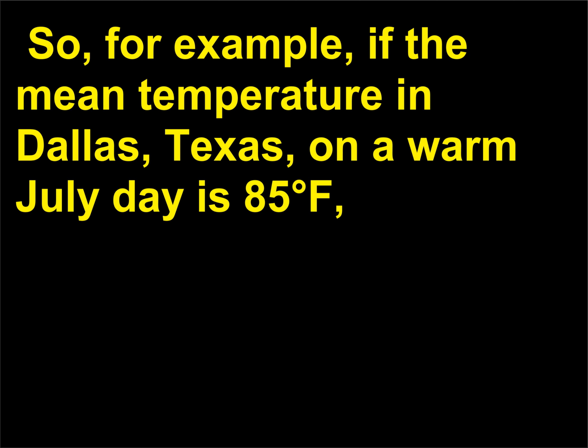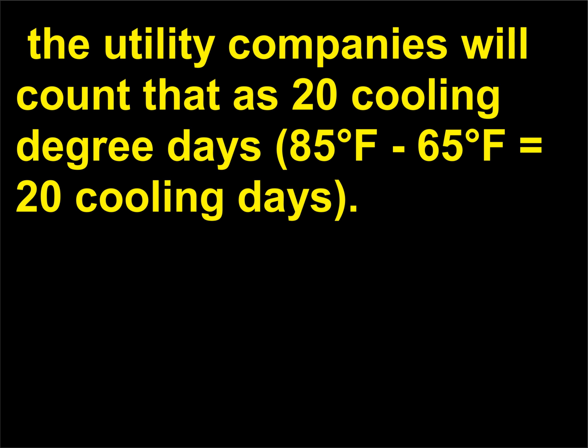So, for example, if the mean temperature in Dallas, Texas, on a warm July day is 85 degrees Fahrenheit, the utility companies will count that as 20 cooling degree days. 85 degrees Fahrenheit minus 65 degrees Fahrenheit equals 20 cooling degree days.